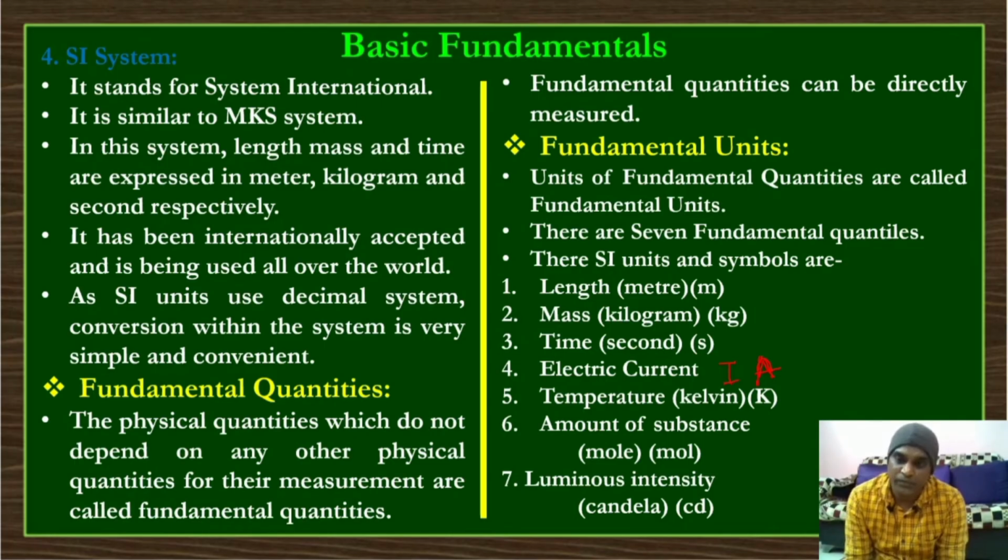The 7th fundamental quantity is luminous intensity, and its unit is candela. It is denoted by cd. Okay, symbol of candela is cd. Luminous intensity means this brightness, or what you can say, this light. That is expressed by this luminous intensity, how bright it is. That is expressed in candela. So these are the fundamental units.